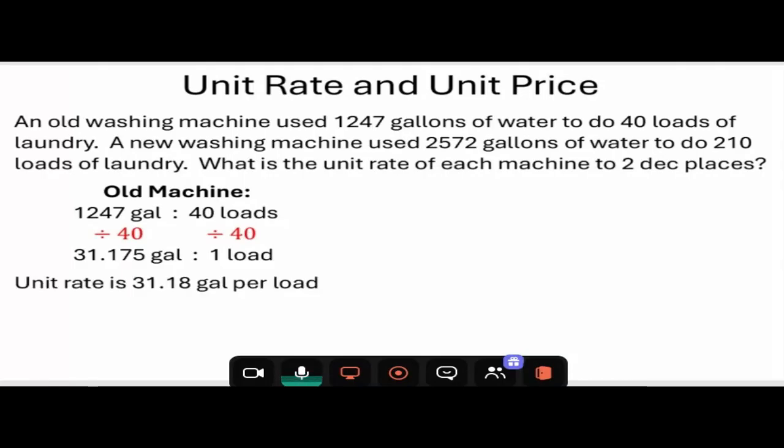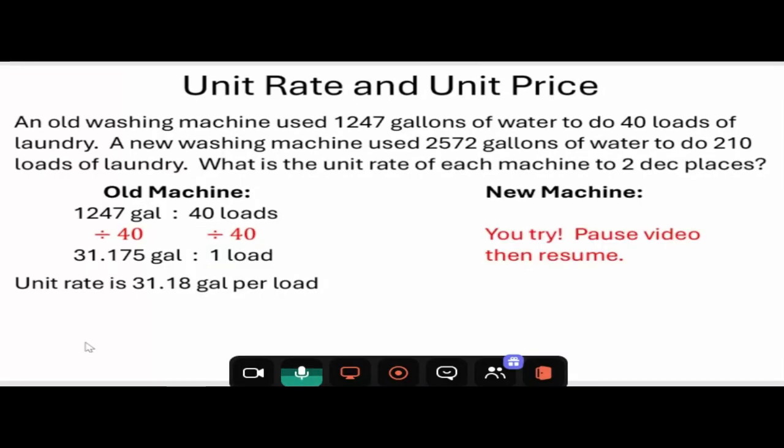which we can write as a unit rate, a per statement, 31.18 gallons per load. And you notice we were asked to round our answer to 2 decimal places, which is why I changed the 0.175 to 0.18, rounded that 7 up to 8. Okay, so you see how we do unit rates. We take the second number, we divide both by it, which forces the second number to become a 1, which is the whole idea of a unit rate.